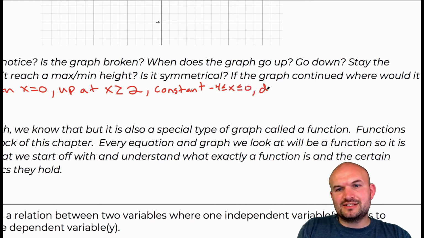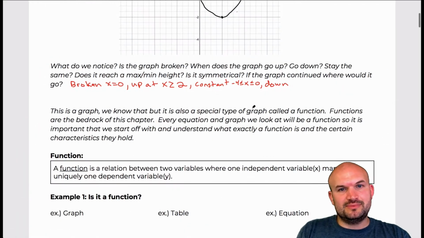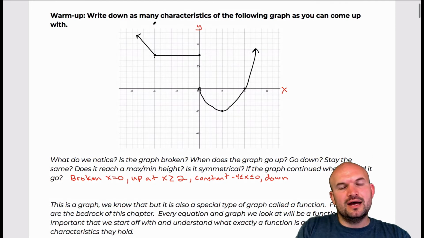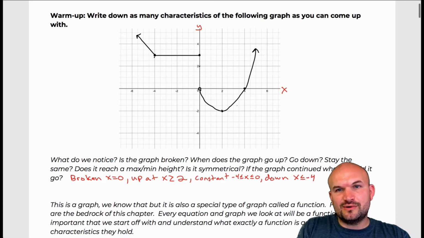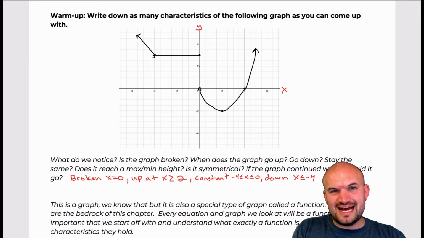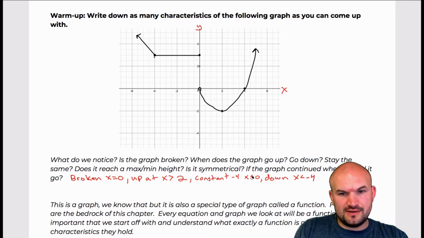And then we could say it's going down. Let's look at when it's going down. It's going down for values less than -4, so when x is less than or equal to -4. And actually, you know what? It's not equal. At -4, it's not going down, so I'm not going to include that equal sign.